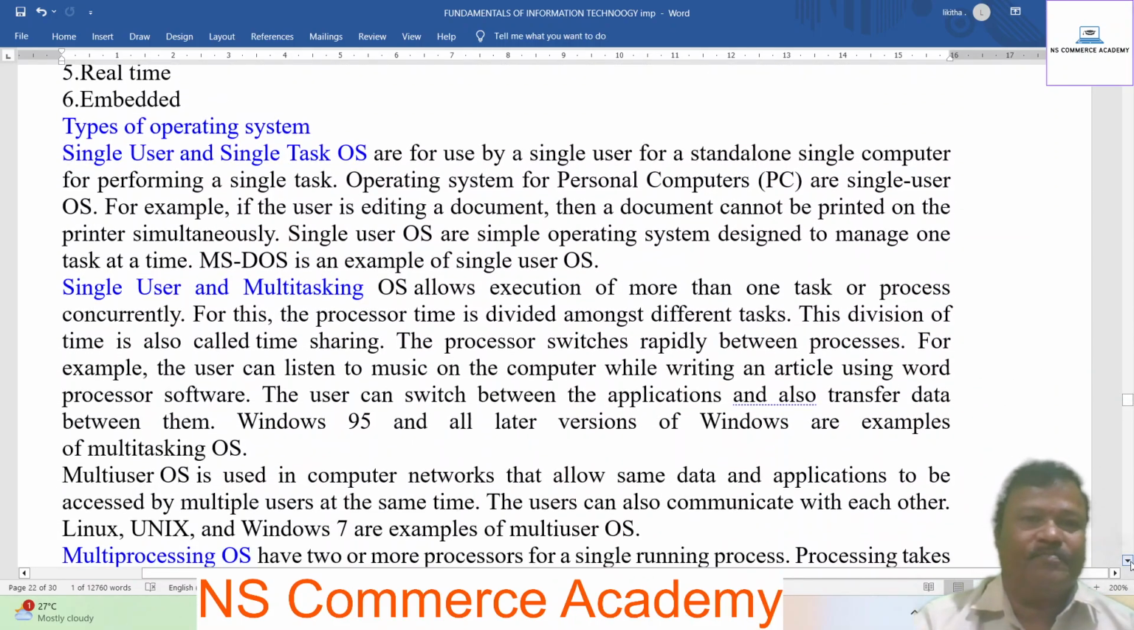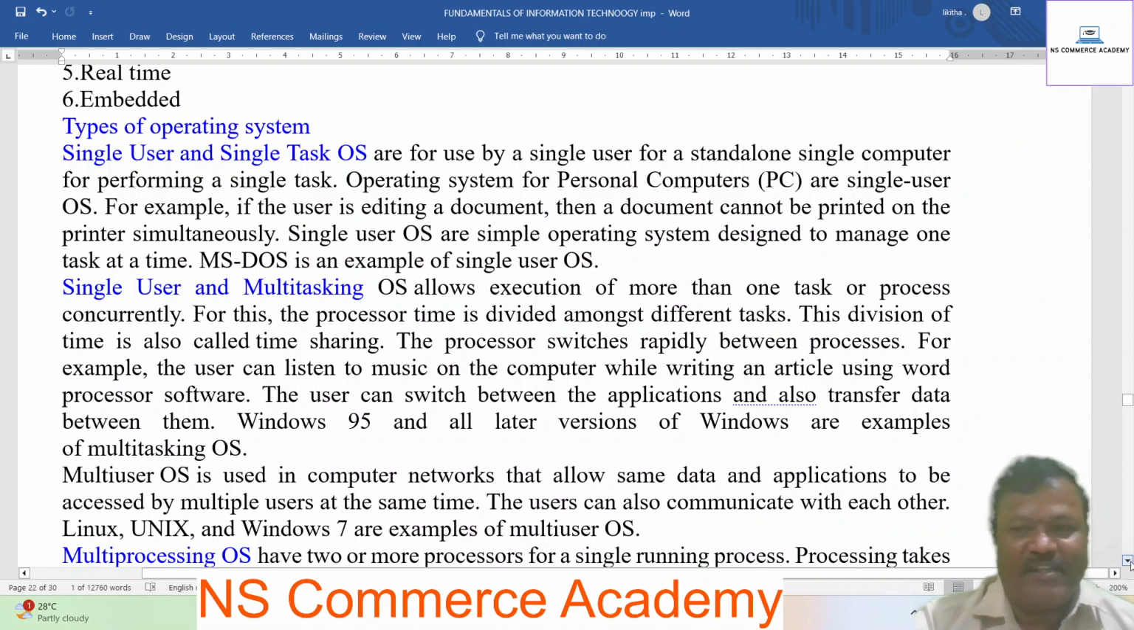Single user operating system, or single task operating system, is for use by a single user on a standalone computer for performing a single task. Operating systems for personal computers are single user operating systems. For example, if the user is editing a document, then a document cannot be printed on the printer simultaneously. Single user operating systems are simple operating systems designed to manage one task at a time. MS-DOS is an example of a single user operating system.